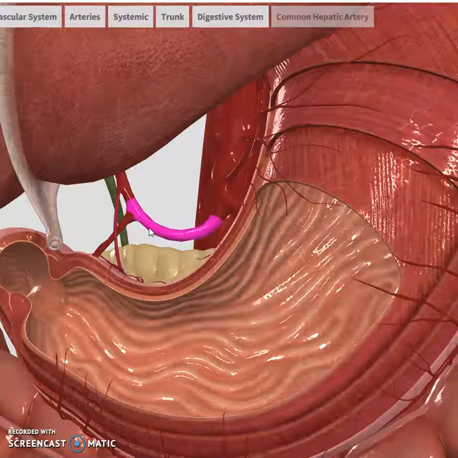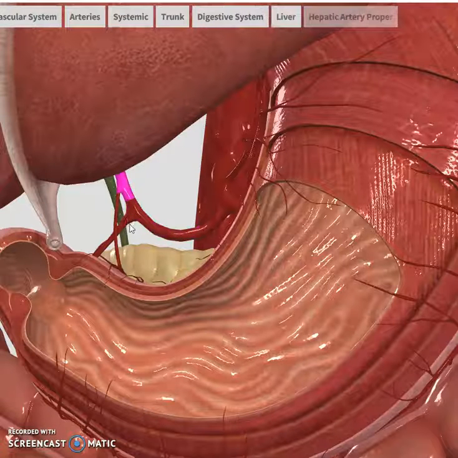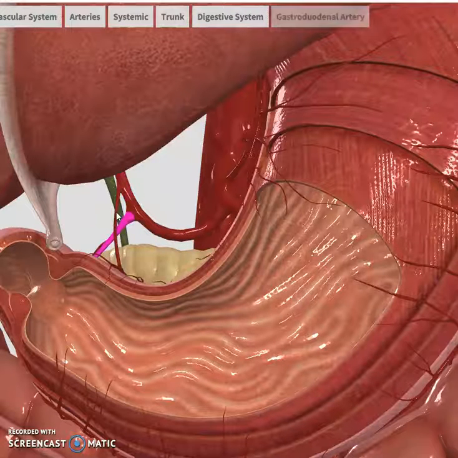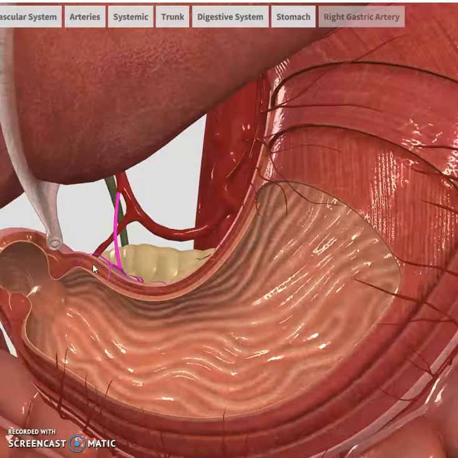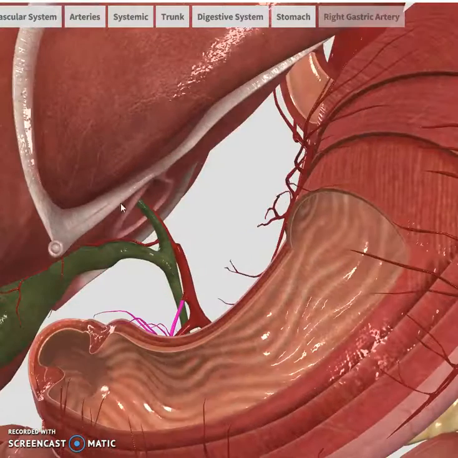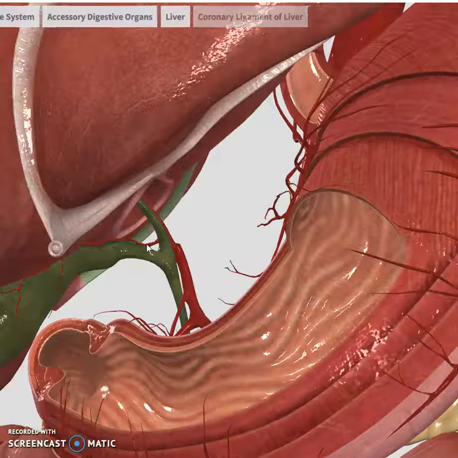Okay, common hepatic gives rise to first proper hepatic, second gastroduodenal, and third right gastric. Okay, this is proper hepatic, gastroduodenal, as well as right gastric. Okay, proper hepatic gives off a few more branches. The first one is the cystic artery.